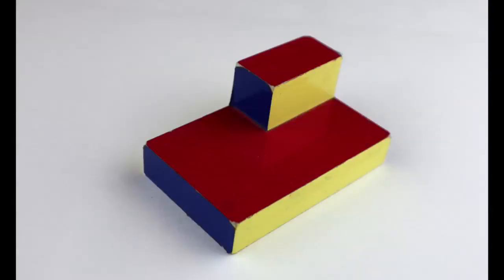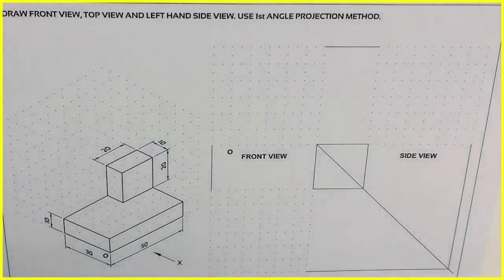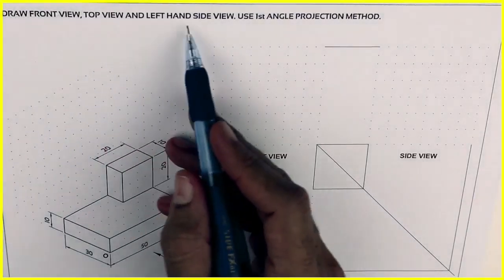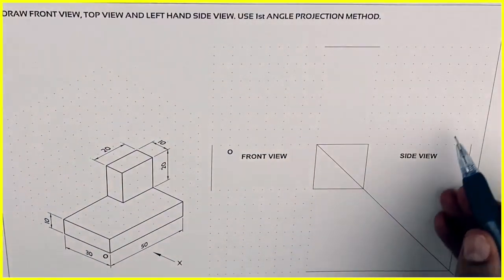So when you see from the front you will see yellow portion. When you see from the top you will see red portion. And when you will see from the side you will see blue portion. So we need to draw front view, top view and side view using first angle. Now when observer will see from here, yes, we need to draw front view, top view and side view.